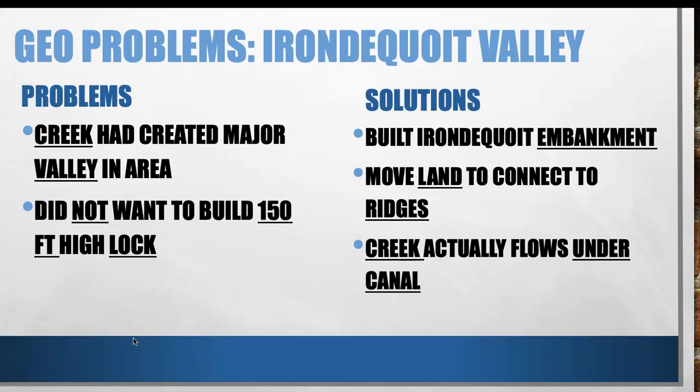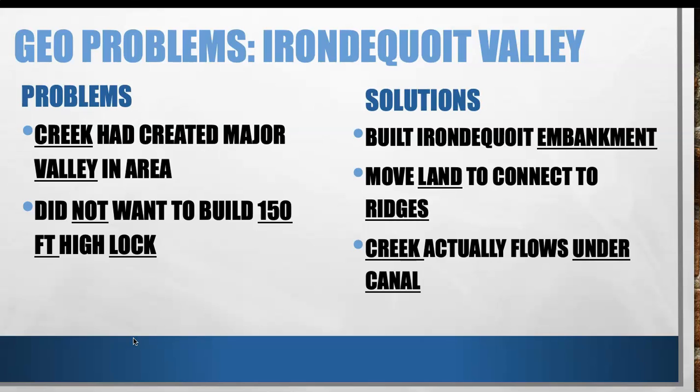They built what is called the Irondequoit Embankment. So one of the things they noticed is that valley, which is shaped like this, well, it's got two ridges, right? So if we can somehow connect those ridges with earthen mounds and just bring in a ton of dirt, and I do mean dirt by the tons, and kind of build that up, we can have the canal go across. And that's basically what they did.